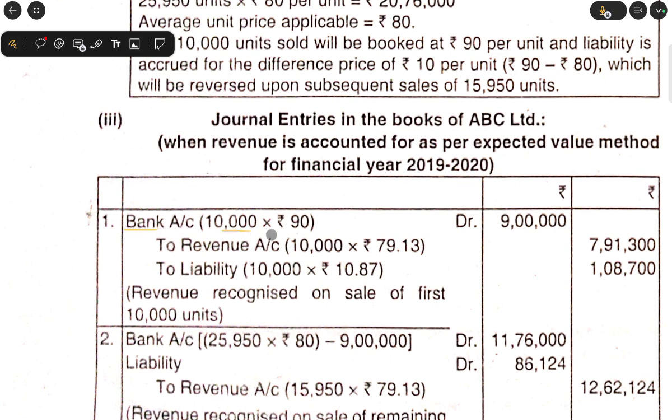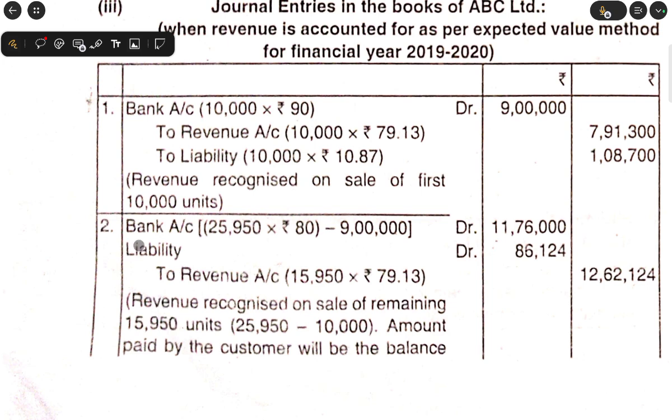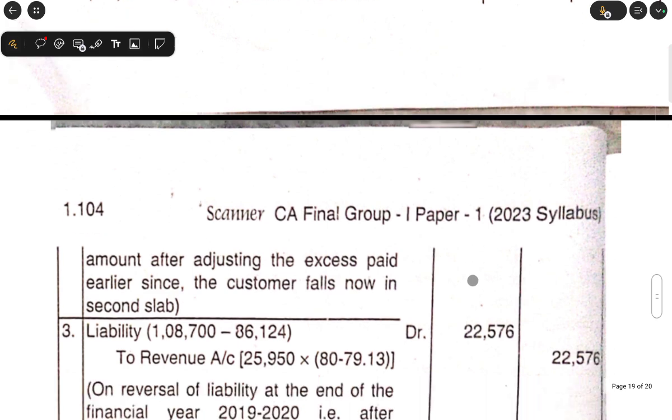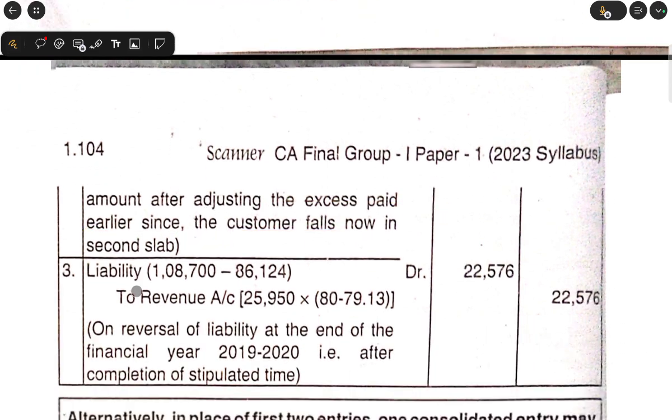Bank 10,000 into 90 is 9 lakhs, to revenue account 7 lakh 91, and liability, for the revenue recognition of the sales of the first lot. Bank account, then received 11 lakh 80,000. The actual revenue is 12 lakh 90,000. Liability is accrued with 86,000. This will be adjusted against the excess paid earlier. Liability to revenue account is 22,002.